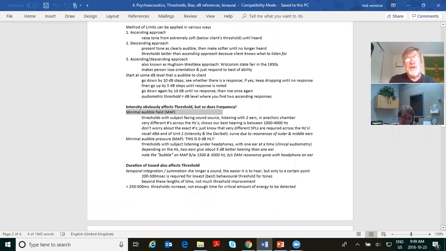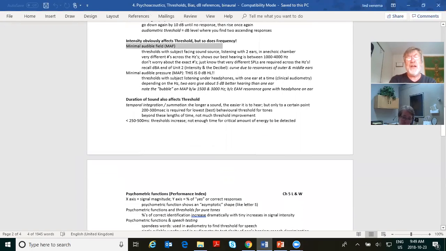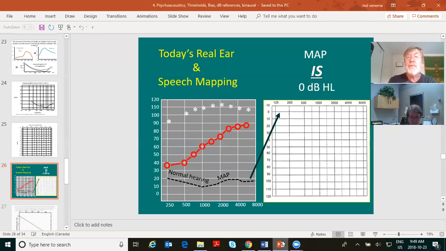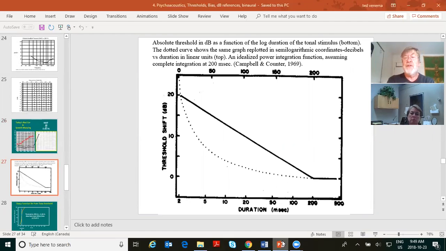Oh, it says here duration of sound also tends to affect threshold. Let's read what that word says here. Temporal integration or temporal summation. The longer a sound, the easier it is to hear, but only up to a certain point. Let's see if we can describe that in English. Okay, here's that picture.